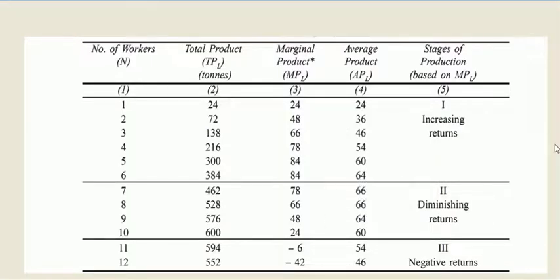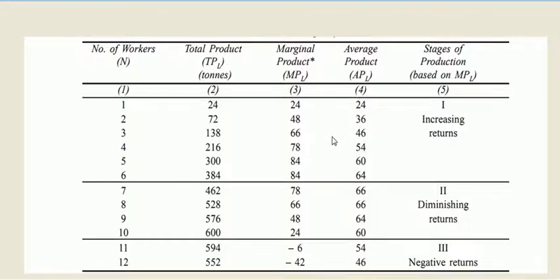you can consider this table. The number of workers are increasing in this case. This is the total product, which is calculated from that graph. There is a marginal product. How we have got the marginal product: 72 minus 24, 138 minus 72, 216 minus 138. So like this, we have got the marginal product. And then the average product we have got by total production divided by the number of workers. So we have got the average product like here.